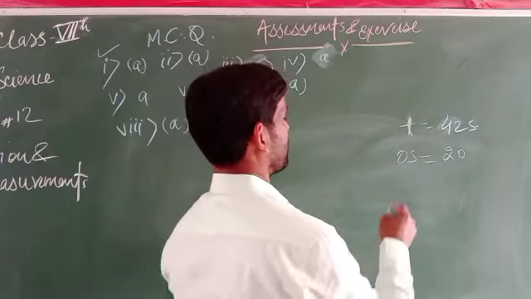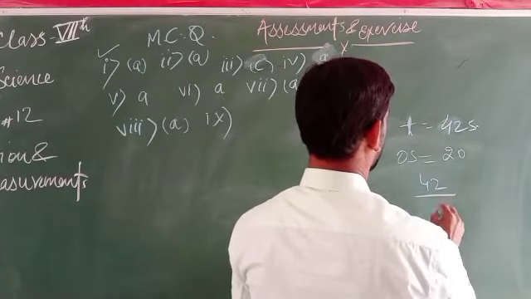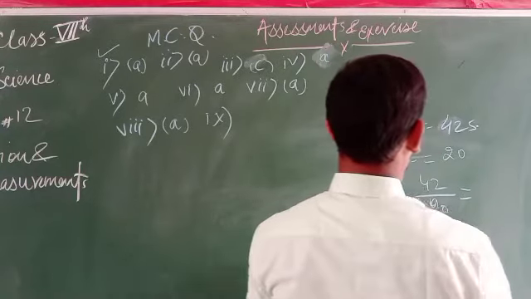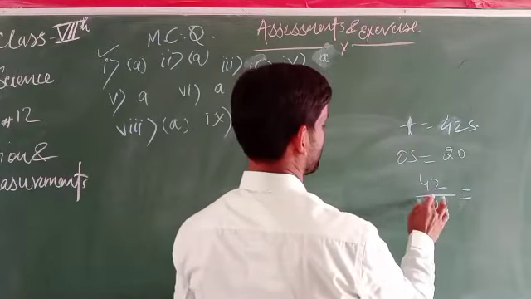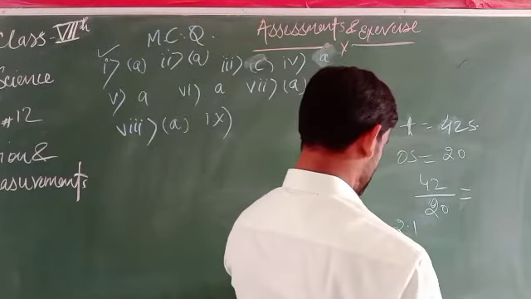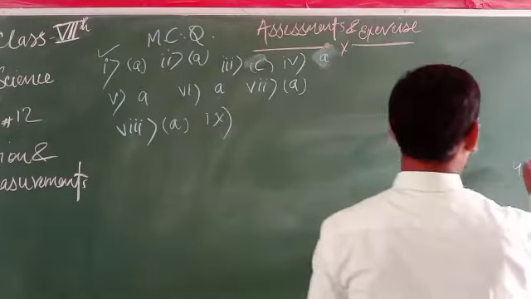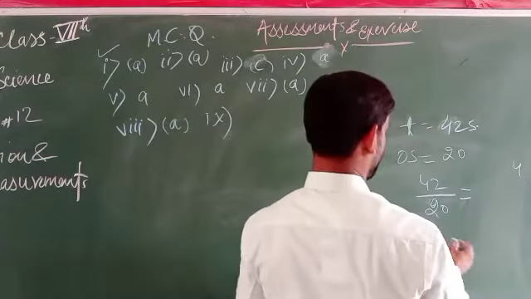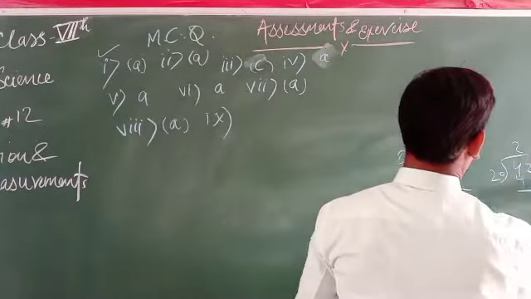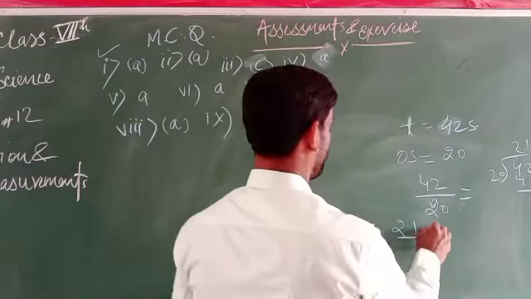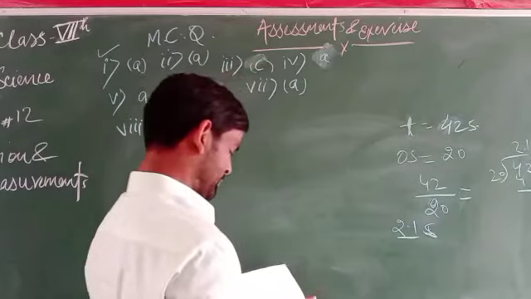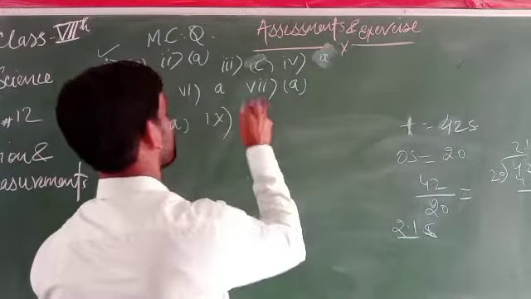The time period is the time upon the number of oscillations. So 42 upon 20, that is 2.1. 2.1 is the correct answer. 2.1 seconds, and it is 9C.